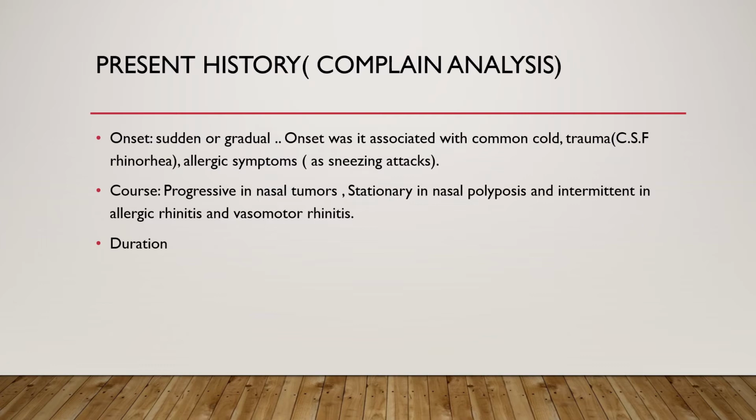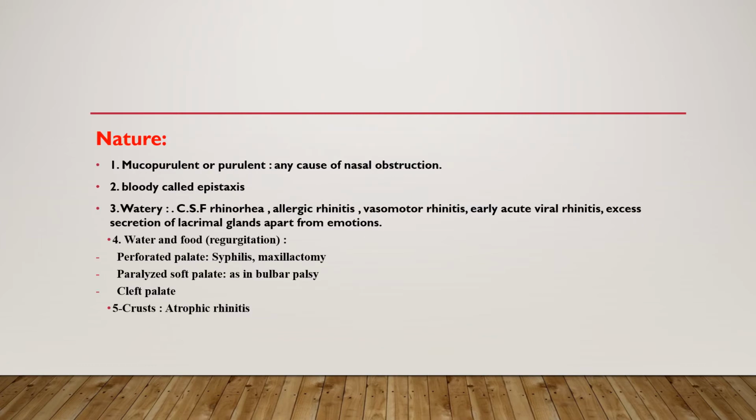Also, we should ask about the duration. Then we should ask about the nature of these secretions. Is it mucopurulent or purulent, as it can happen in any cause of nasal obstruction? Is it bloody, which is called epistaxis? Is it watery, as in CSF rhinorrhea, allergic rhinitis, vasomotor rhinitis, and early acute viral rhinitis? Also, excess secretion of the lacrimal glands, apart from emotions, can cause watery rhinorrhea.